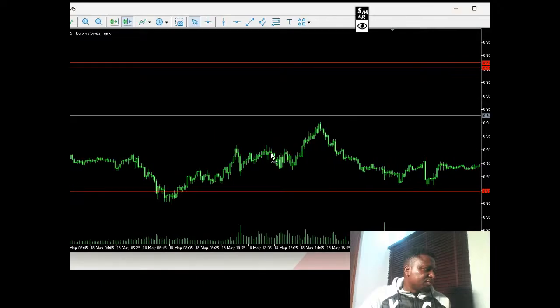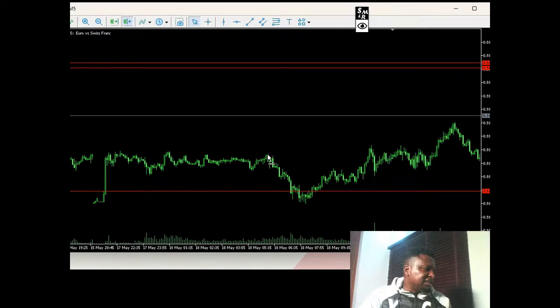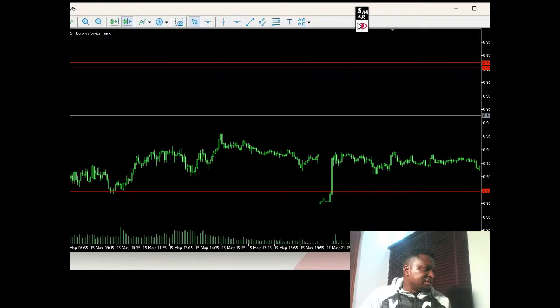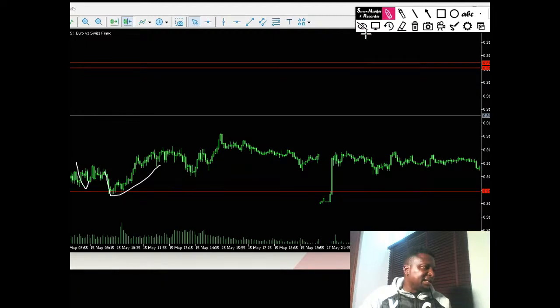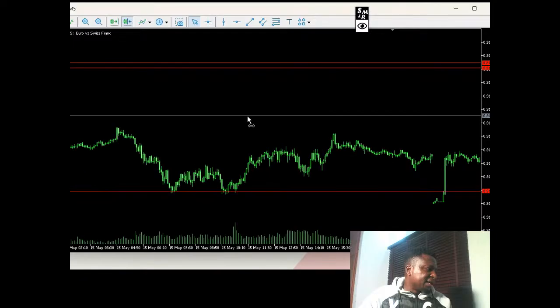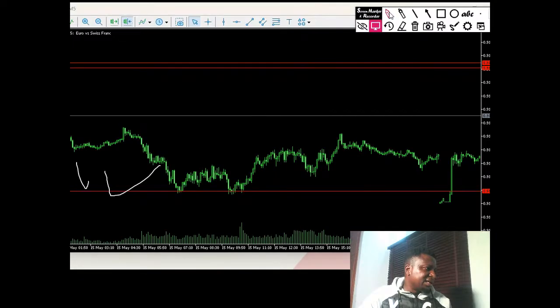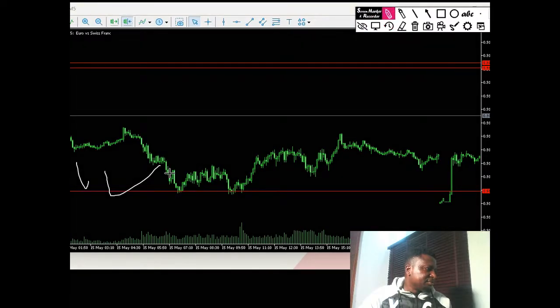You can see that price reacts on those lines. You can see that price reacted here. If we go back, we will see where price also reacted there. If we go back, you can see another one.